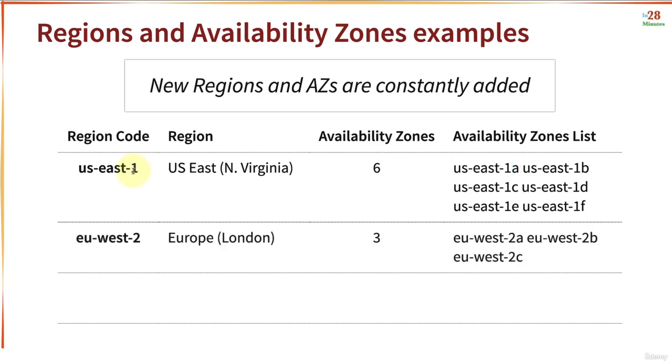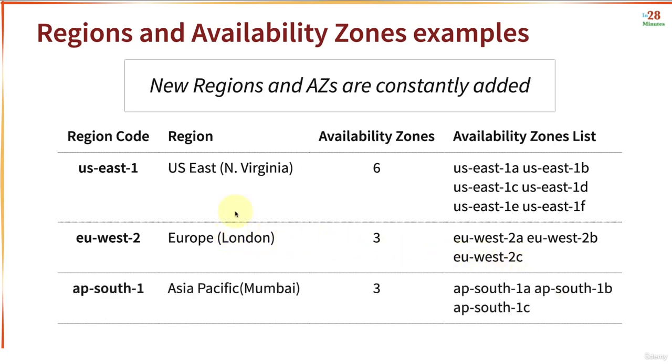Similar to that, you have regions around the world. You have EU West 2, which is Europe London region. And this has 3 availability zones, 2A, 2B, and 2C. We also have a region in India, AP South 1, Asia Pacific, Mumbai. And this has 3 availability zones, AP South 1A, 1B, and 1C.